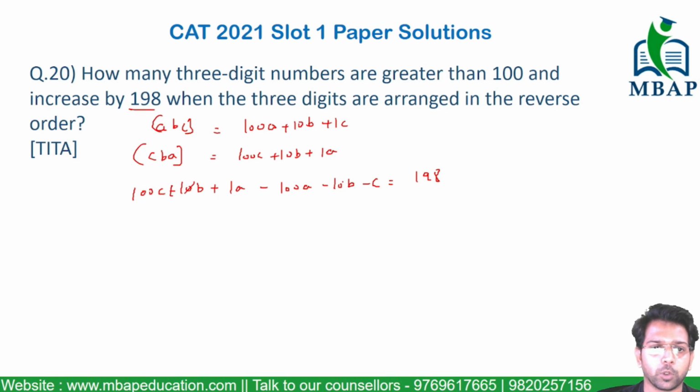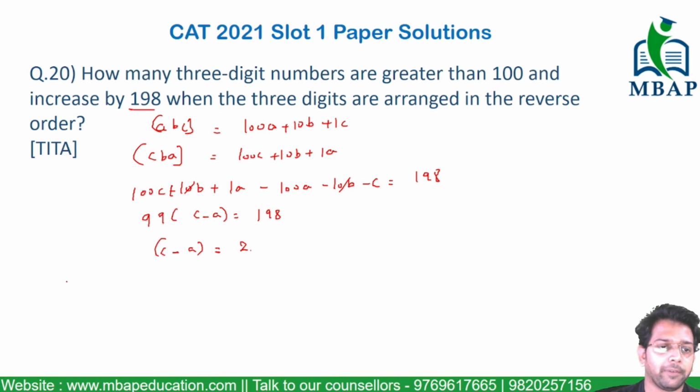So basically what's going to go? 10B will get cancelled. You basically will have 99 common. 99 times (C minus A) should be equal to 198. So basically C minus A you are getting towards the end as simply a difference of 2. The middle value B will be common.